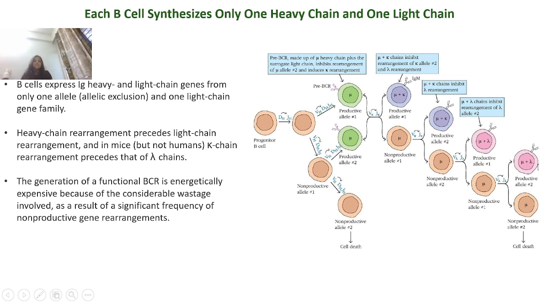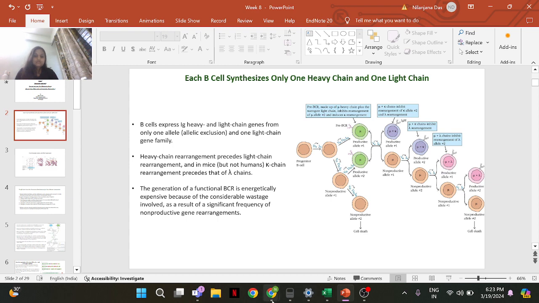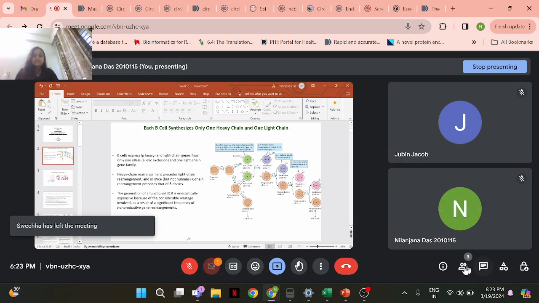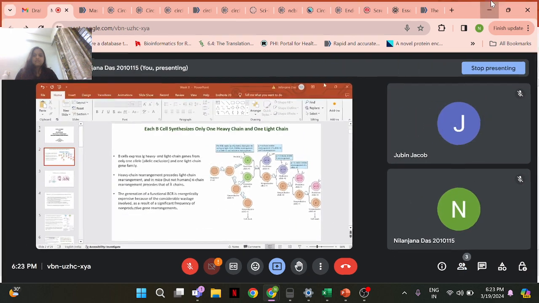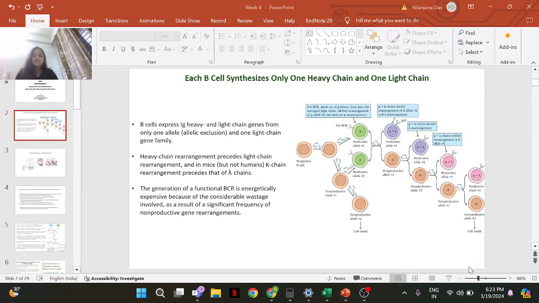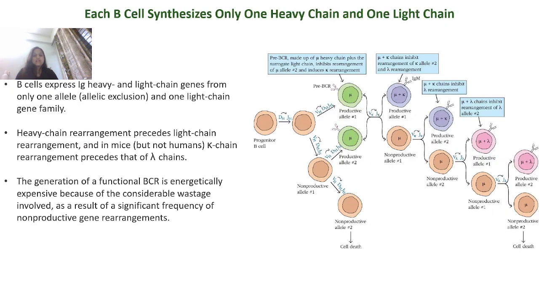So like this, it tries to minimize the wastage, and it tries to express only one receptor on its surface. And if it cannot do so, if it is seeing that it is producing multiple receptors on its surface, it will lead to cell death. So this is all about B cell receptor rearrangement.